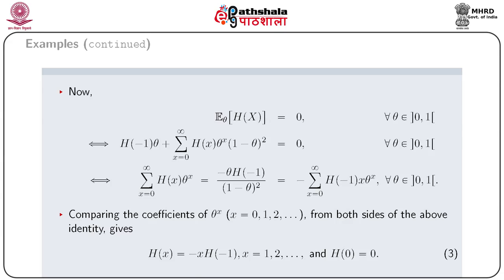Let T be a UMVUE of g(θ). Then T is uncorrelated with H. Therefore, the expectation of T·H is equal to 0 for all θ.